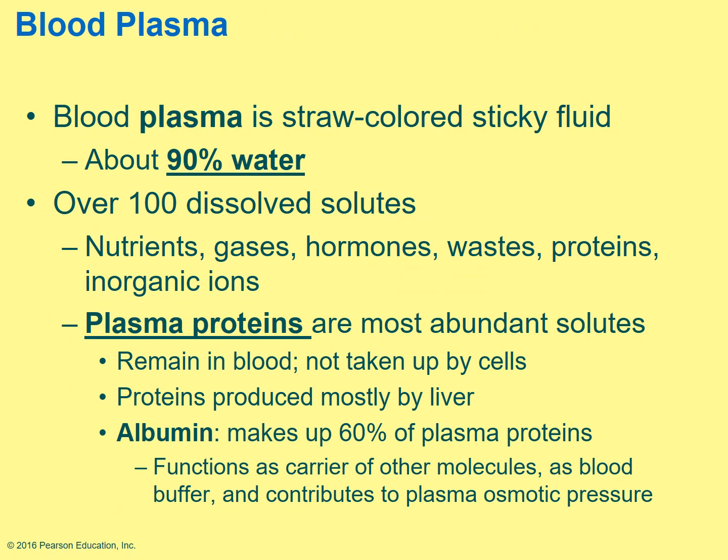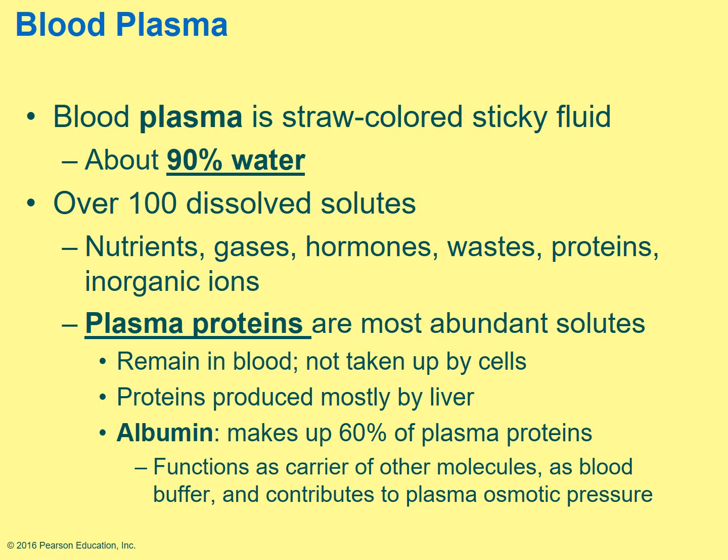The blood plasma, like I say, it's kind of yellowish, straw colored fluid. It's composed 90% of water. It has a lot of solutes that will be dissolved in it. Nutrients, gases, your hormones are going to be in there, waste products. There are proteins. The most abundant of the solutes will be your plasma proteins. A lot of these proteins will remain in the blood. They're not going to be taken up by cells.